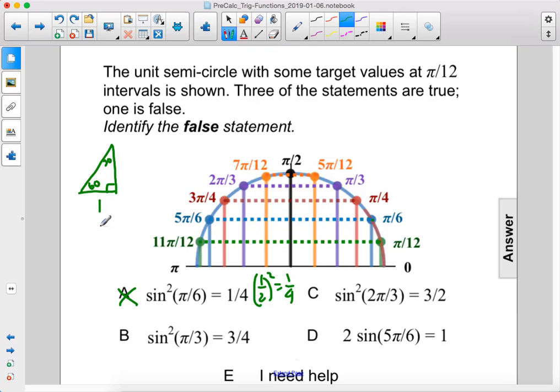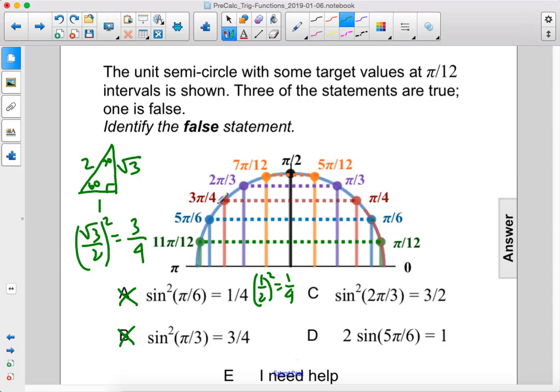We'll say that if this leg is 1, then that would make the hypotenuse 2, and this would be 1 times the square root of 3. So here we have our little triangle. Sine of 60 degrees would be the square root of 3 over 2, squared. So now we square it, and that becomes 3/4, which is true, so we can eliminate this one. It is not false.